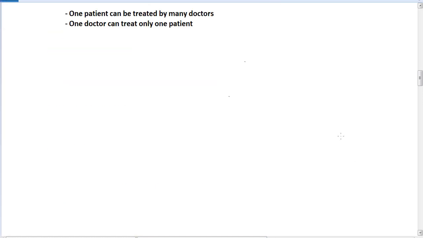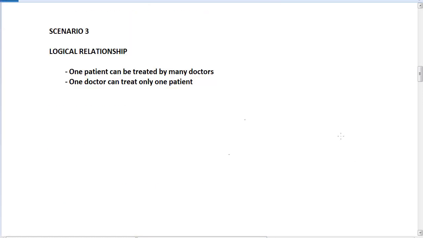Okay, let's take a look at scenario number 3. Scenario number 3 has the following logical relationships. One patient can be treated by many doctors, and one doctor can only treat one patient. One doctor can only treat one patient. I know it sounds very illogical, but just for the sake of drawing an entity relationship diagram for this, we'll consider that one doctor can treat only one patient.